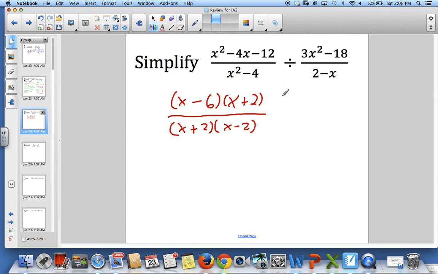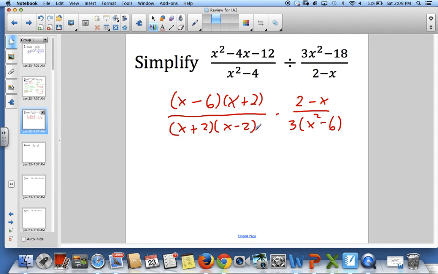When we divide a fraction, that's the same as flipping it upside down and multiplying. So that's going to be times 2 minus x on top, and this on the bottom, which we factor to be 3 parentheses x squared minus 6. Okay. Oh boy, okay, this is a little different than I expected. There was supposed to be an x here, I think.